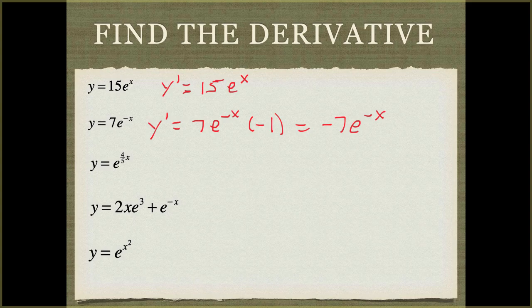So we have to take the derivative of the exponent. We just have e to the x. The derivative of x is just 1, which I showed on the last slide. But here we have the derivative of negative x, which is negative 1. We have to account for that.